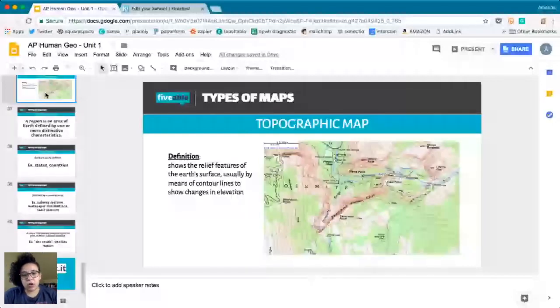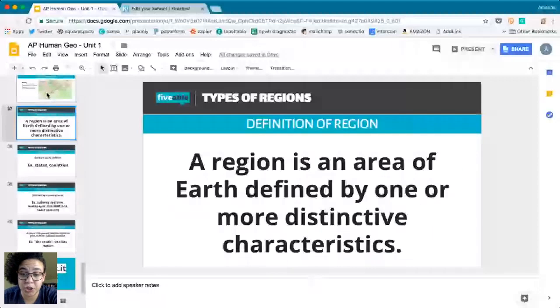All right, y'all. One last thing to define before we jump into this Kahoot is regions. There are 3 types of regions. What do we talk about when we say the word region? It's basically an area that's defined by one or more characteristics. So there's something about it that is defining it.